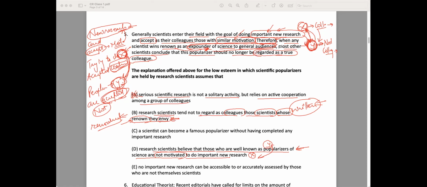Whether they are regarded as colleagues or not, that's a different thing. You might envy your colleague. You might have someone as a true colleague, but you might envy him or her. That's totally fine. So it's not connected. It's irrelevant to the discussion in that sense. Two things: it's talking about all those people who are renowned in general, but the argument talks about people who are renowned as this kind of people, expounders of science to a general audience. So that's why we can remove this option.